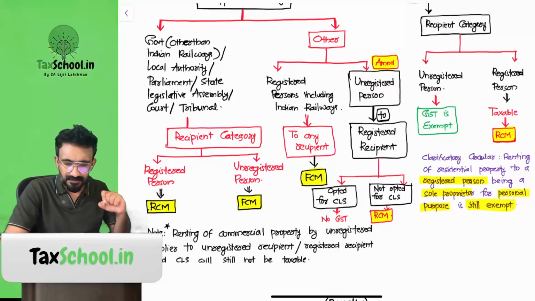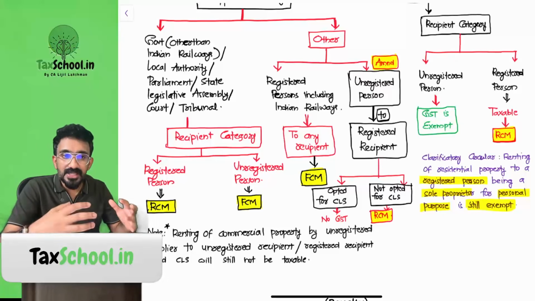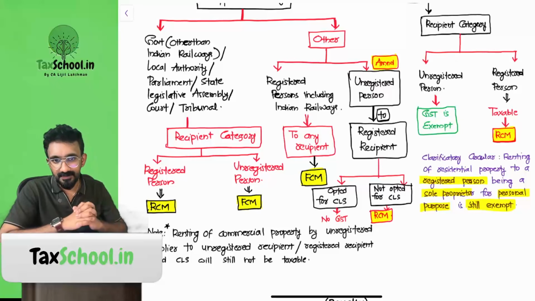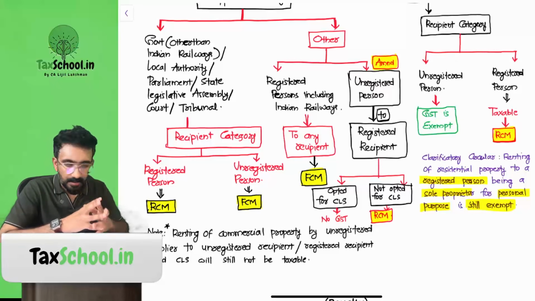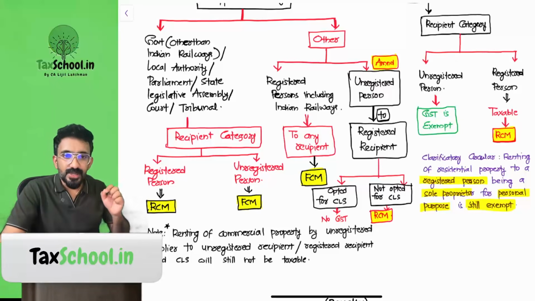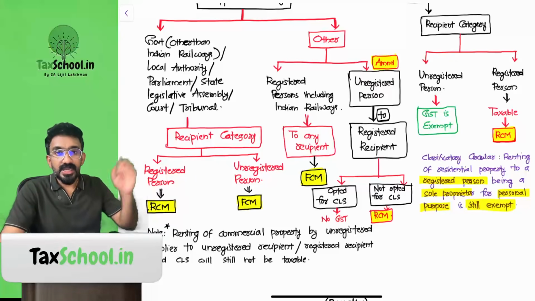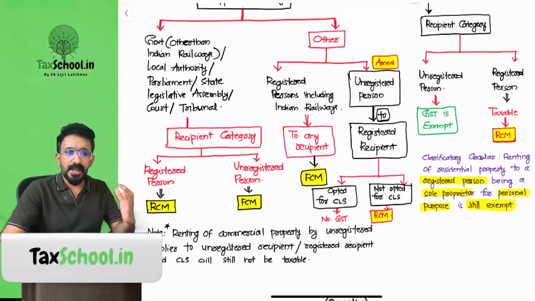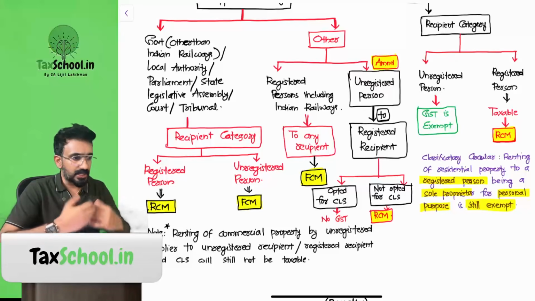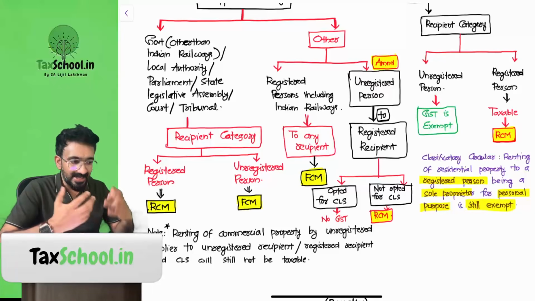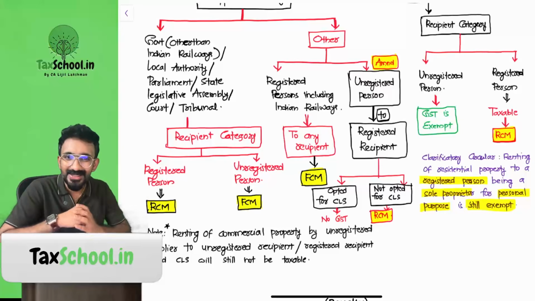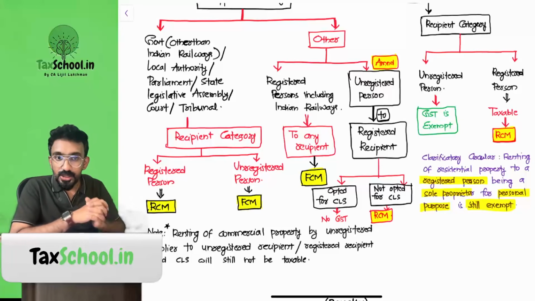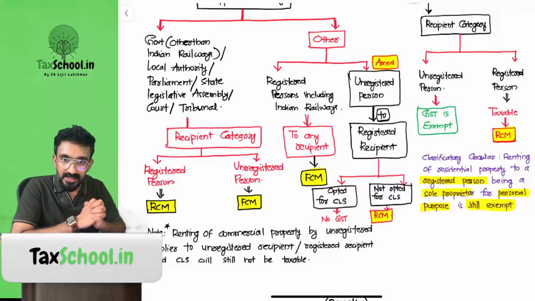Now, other, which means what? The owner of this commercial property is not government. It is a registered person, but it's not government. Now, in other itself, I'm dividing them into two categories. It could be a private commercial property, like one owned by Lulu Group, Phoenix Group, DLF, or some other group, right? In India, a large part of real estate is still owned by private parties.